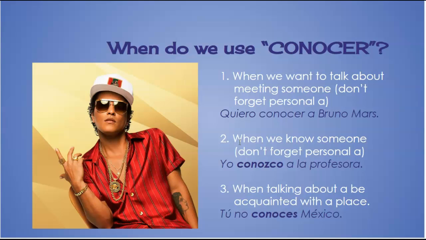When we know someone, like you just know them, you're familiar with them, you're friends with them: Yo conozco a la profesora. Don't forget the personal a again. So when you use conocer before a person, you put an a in between. Conocer a. Now, if it's just a place, there's no a because it's not as special as a person.